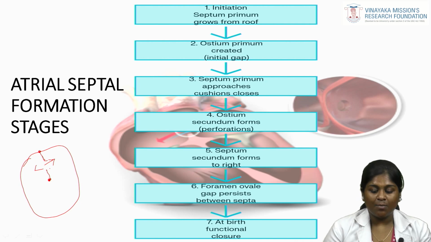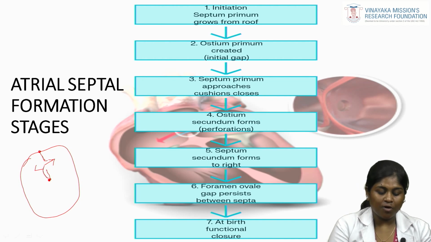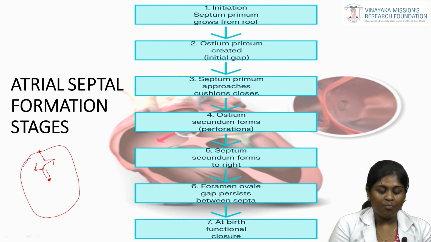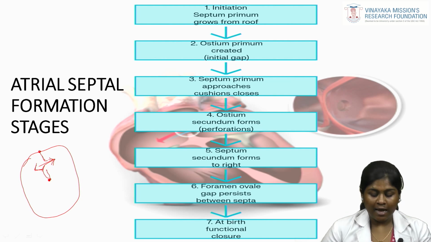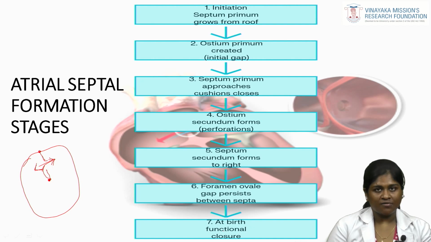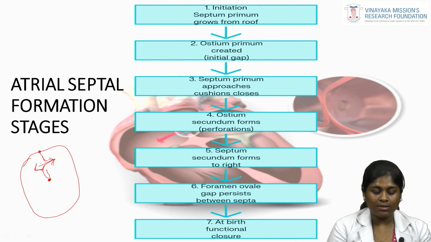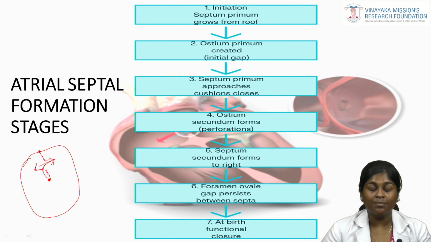And then the septum primum approaches the cushion, closes, and then ostium secundum forms. Ostium secundum forms from here, and septum secundum forms to the right, and then the foramen ovale gap persists between the septa. So this gap we call the foramen ovale. And then at birth, functional closure. After birth, the foramen ovale closes. The closure of the foramen ovale is compulsory after birth in the child. If it doesn't close, or the septum primum or ostium primum doesn't develop equally, then this causes atrial septal defect.